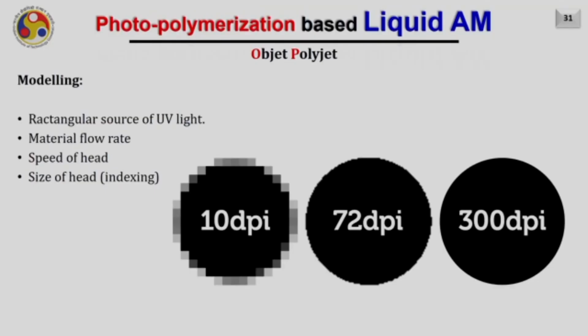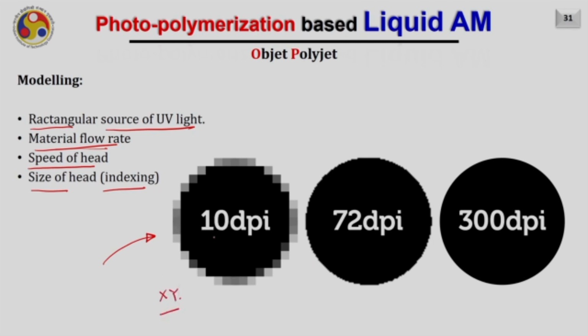For the modeling of this process, you can easily consider a rectangular source of UV light and the flow of material from the nozzle. Appropriately, based on the flow of material, you can identify the speed of the head and the size of the head, which is basically the indexing. Like you do in your PDF file, based on the resolution of the image which you are providing in the 2D printer, you get the image on the XY plane. Similarly, here also, based on the size of the nozzles we are using, we will get an accuracy on the XY plane of the build platform also.